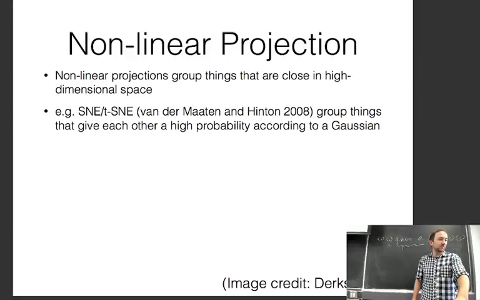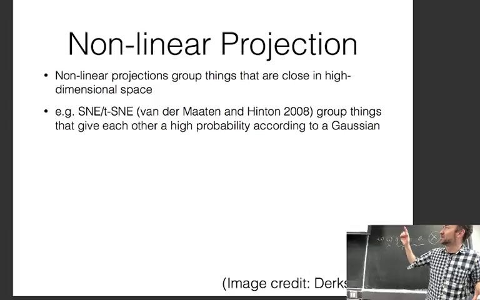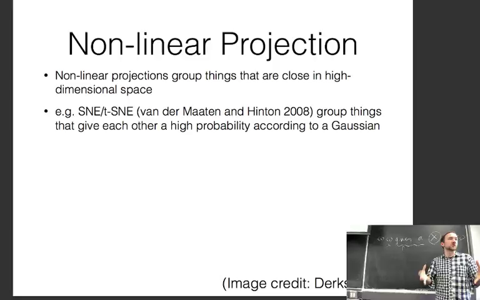Another popular option to do visualization of word embeddings is, I actually don't know how to pronounce the first one. The second one, everybody says t-SNE. I don't know if the first one's just SNE, but it's t-SNE anyway. And the basic idea is that you want to group things together that are similar in local spaces. So things that will be close together locally will be close together after your visualization. And you can look at an example of this.